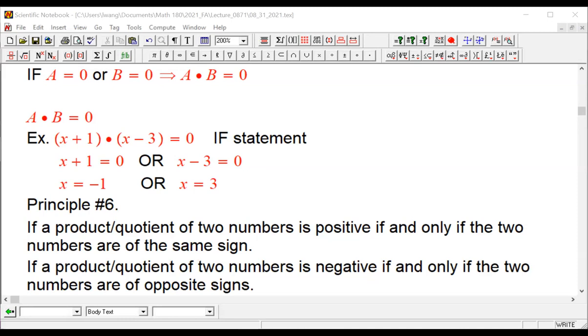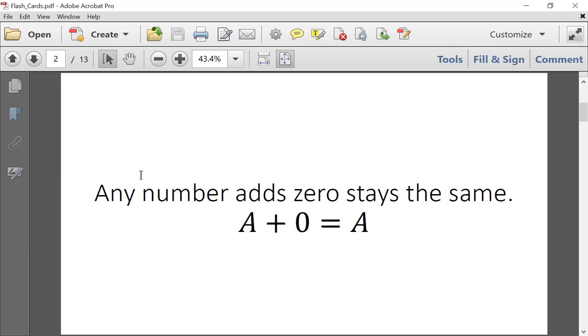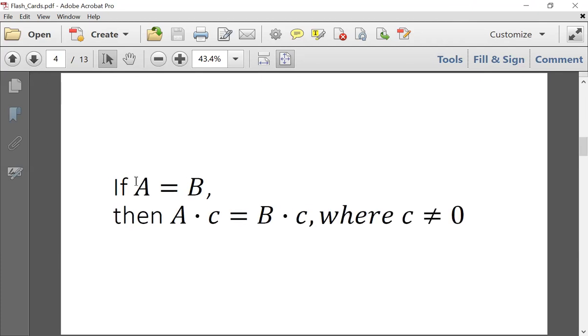Let me share the sample flashcard. You should have received it already, okay? One principle on one card. So this is the first card. You guys see that? Number 2, any number plus 0 stays the same. Number 3, if. Okay, number 4. Are you guys making those cards?